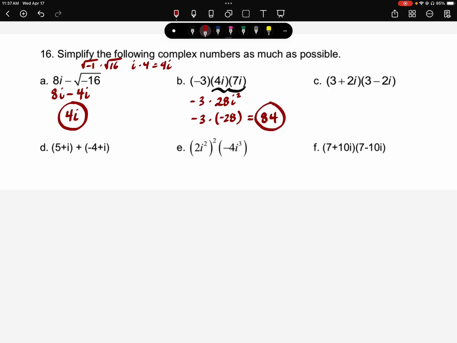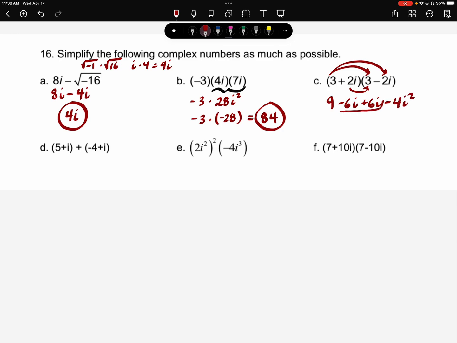All right, let's go on to C. 3 plus 2i times 3 minus 2i. Well, these ones look like conjugates, so we know that our answer should end up being a real number. So if we FOIL it out, we're going to do 3 times 3 is 9. We'd have 3 times negative 2i would be negative 6i. Then we have plus 6i. And then we have minus 4i squared.